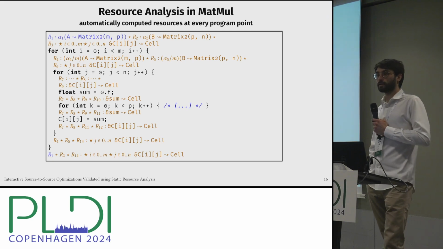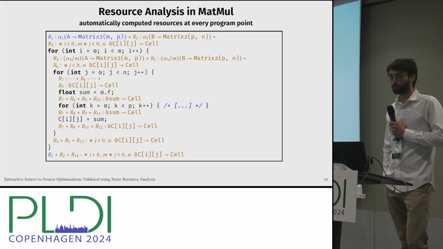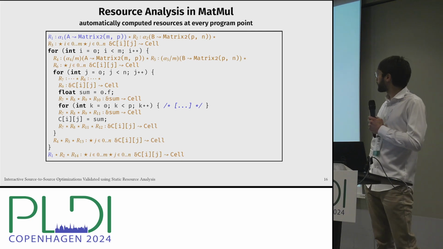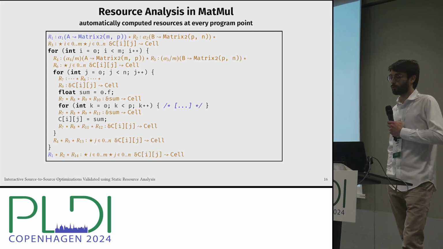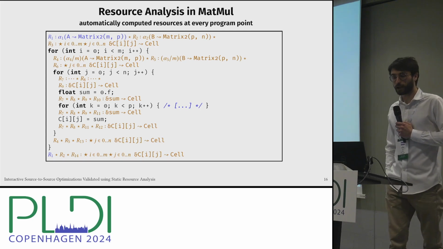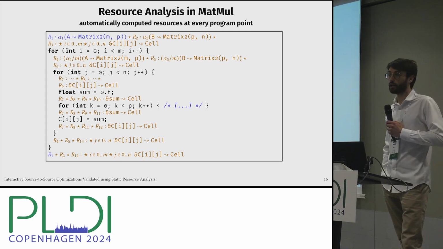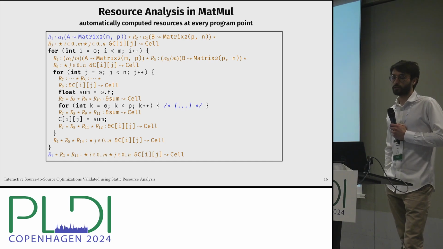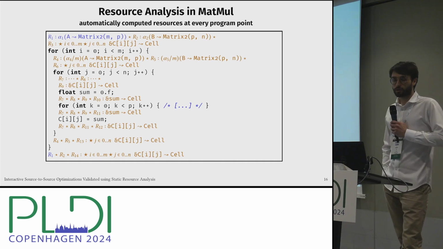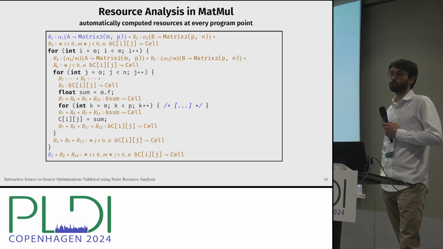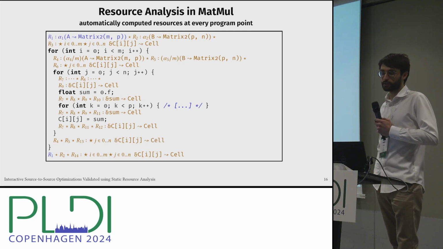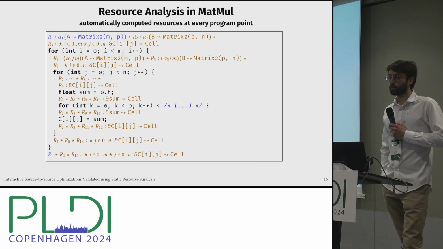Once we have all these annotations, we can automatically compute the resources available at every program point. So it looks somewhat like this. Without going over all of these resources, what I want to point out is that here in blue, we have this resource named R1 that says that we own a fraction of the matrix A. The fraction here is what we use to encode read-only resources. So if we only own a fraction of a resource, that means we cannot write to it, and we can only read from it.